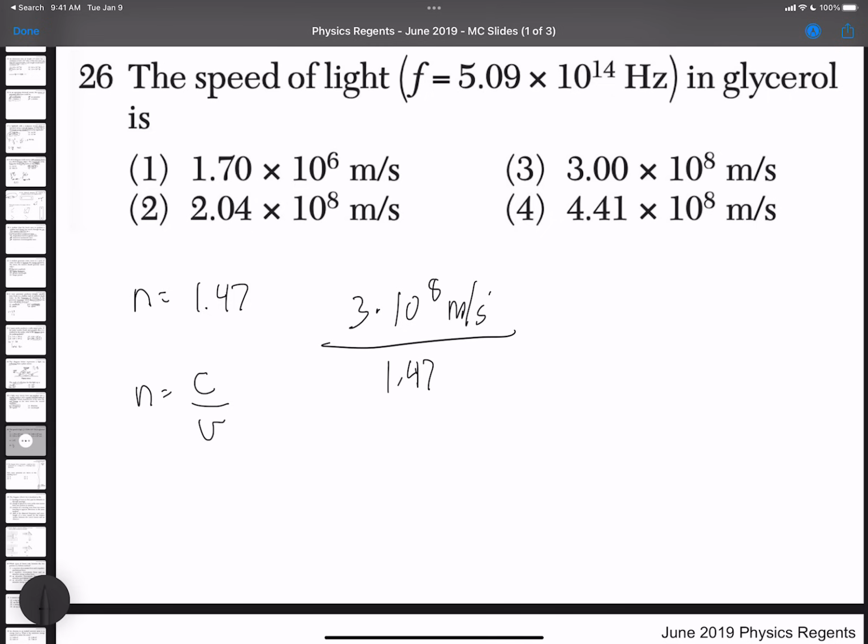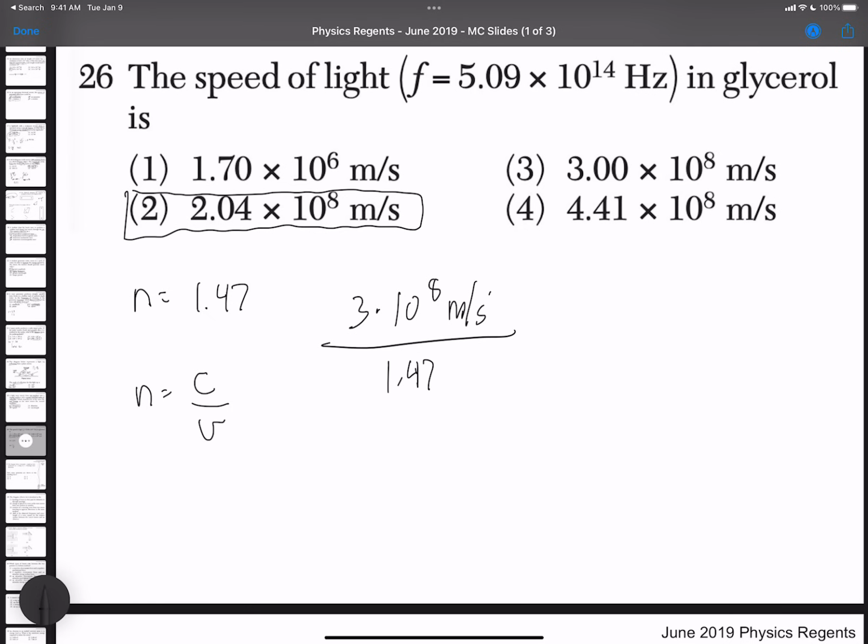1.47 is pretty close to 1.5. 3 divided by 1.5 would be 2. And so that can let me calculate that the answer is 2.04 times 10 to the 8 meters per second without necessarily having to take out my calculator, although, of course, you would be welcome to.